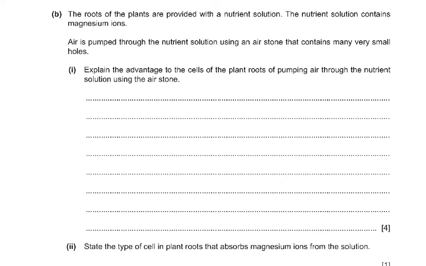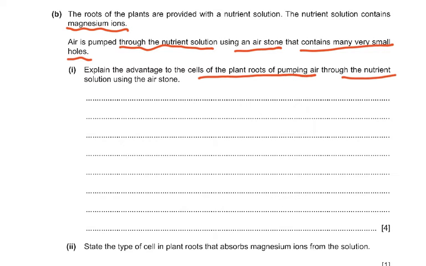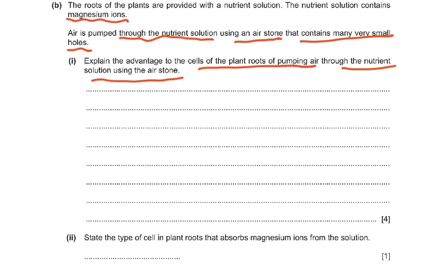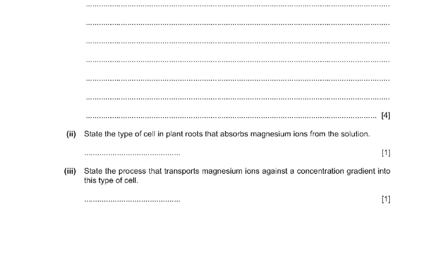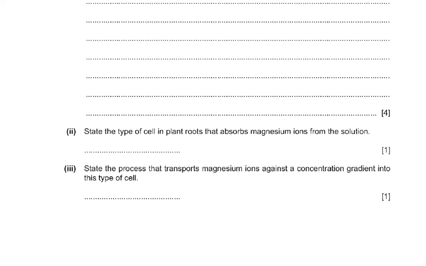Part of the question said the roots of the plants are provided with a nutrient solution. The nutrient solution contains magnesium ions. Air is pumped through the nutrient solution using an air stone that contains many very small holes. Explain the advantage to the cells of the plant's roots of pumping air through the nutrient solution using the air stone. And the B part says state the type of cell in plant roots that absorb magnesium ions from the solution. State the process that transports magnesium ions against a concentration gradient into this type of cell.